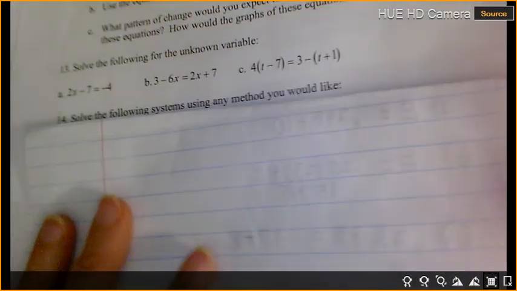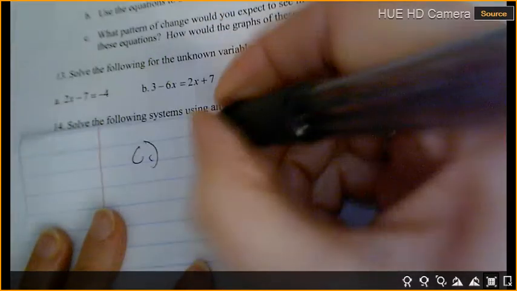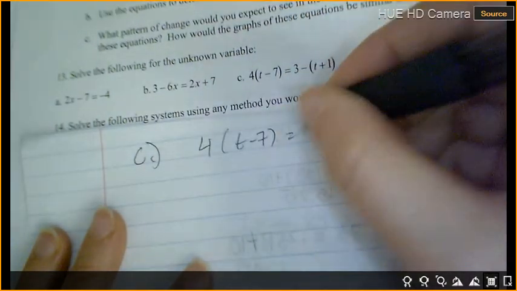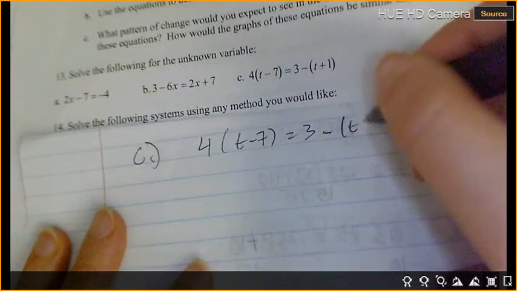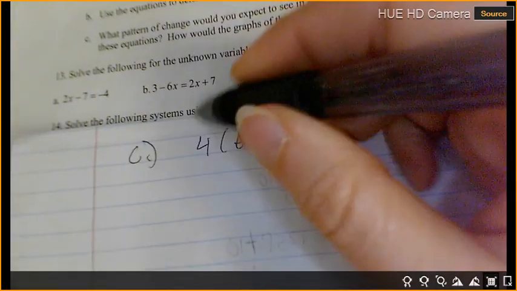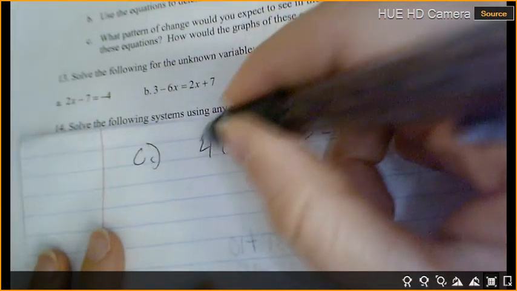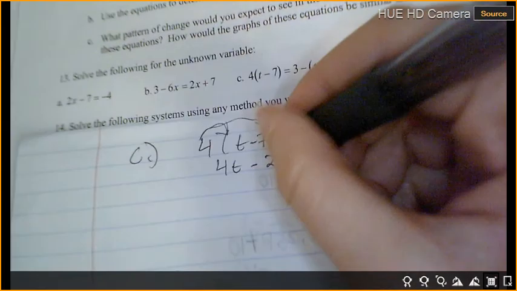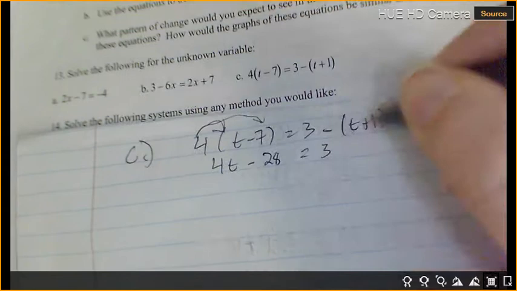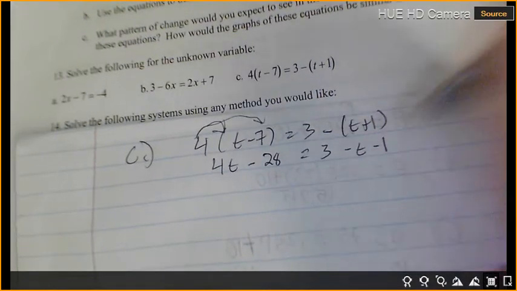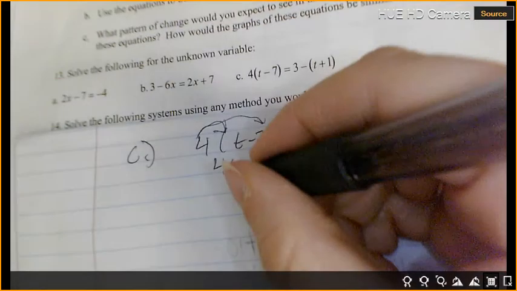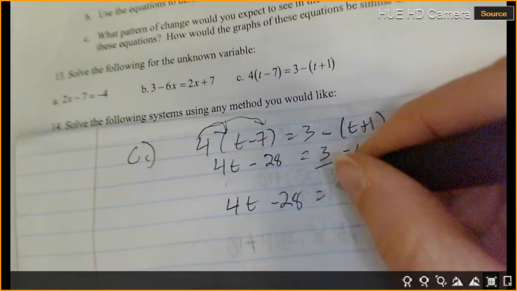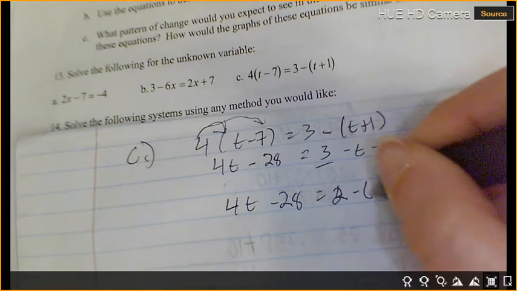C, we've got 4 parentheses t minus 7 equals 3 minus t plus 1. Parentheses mean we're going to distribute. So we get 4t minus 28 equals 3 minus t minus 1. I can combine 3 and negative 1 together because they are like terms. So I get 4t minus 28 equals 2 minus t.